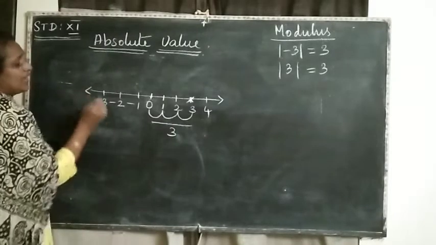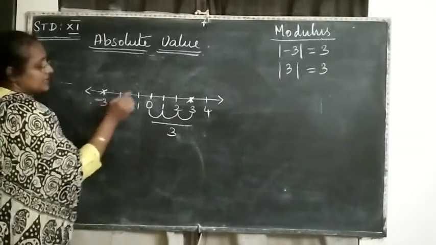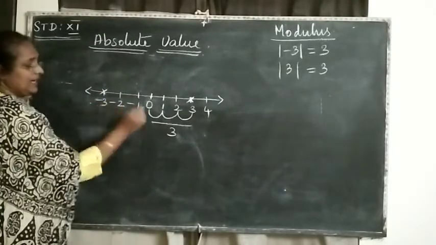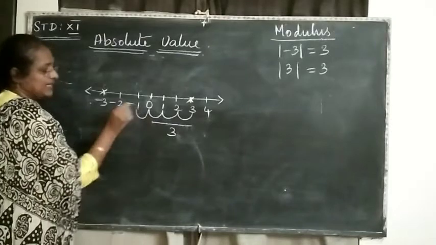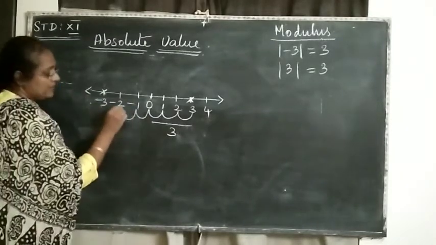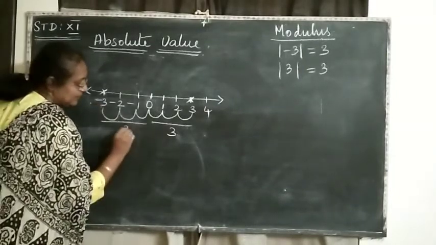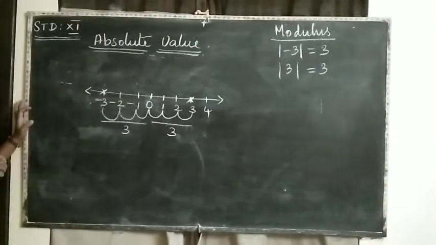The same way I am going to check for -3 now. Okay, now let's see how much it comes from 0 to -3. 0 to -1 is 1, again -1 to -2 is 2, -2 to -3 is 3. So the distance between them, how much does it come? 3. Do you agree? Okay.